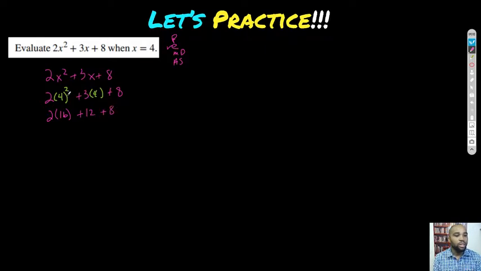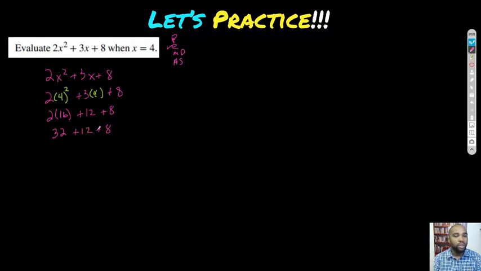So notice what I did. I did the exponents first, and I noticed I had multiplication. So I went ahead and multiplied, and I could have multiplied 2 times 16, since at this point we only had multiplication left. So I'm now going to do this one. 2 times 16 is 32, plus that 12, plus 8.